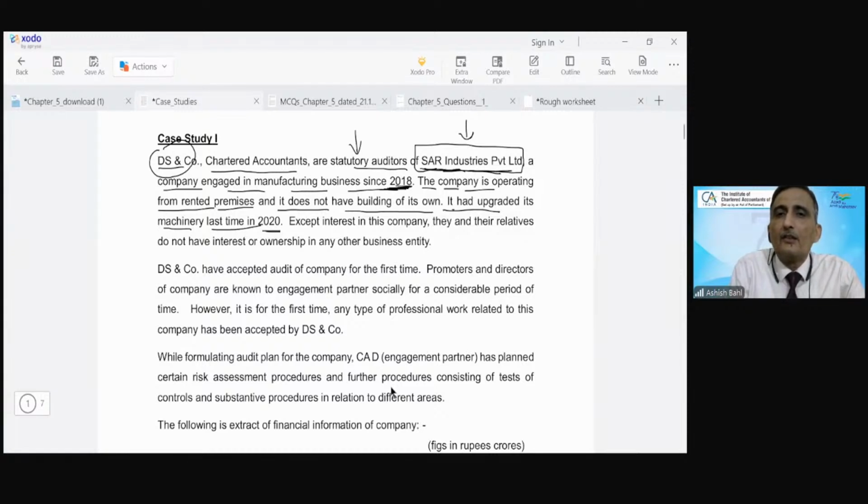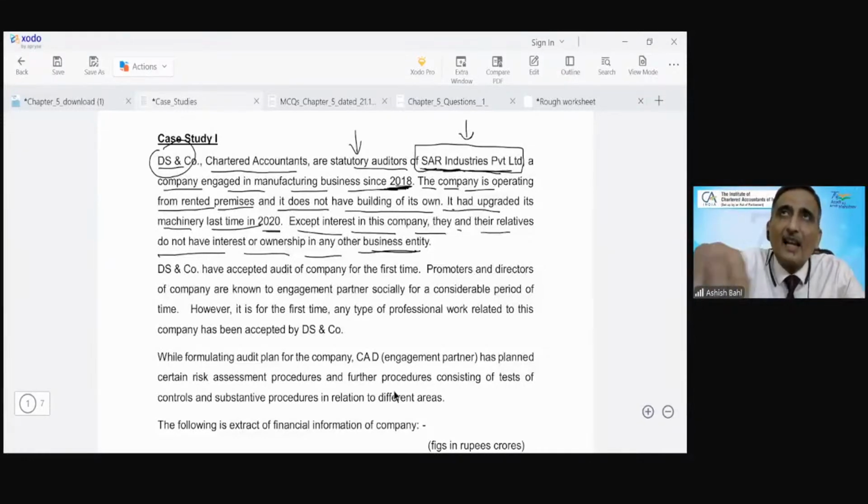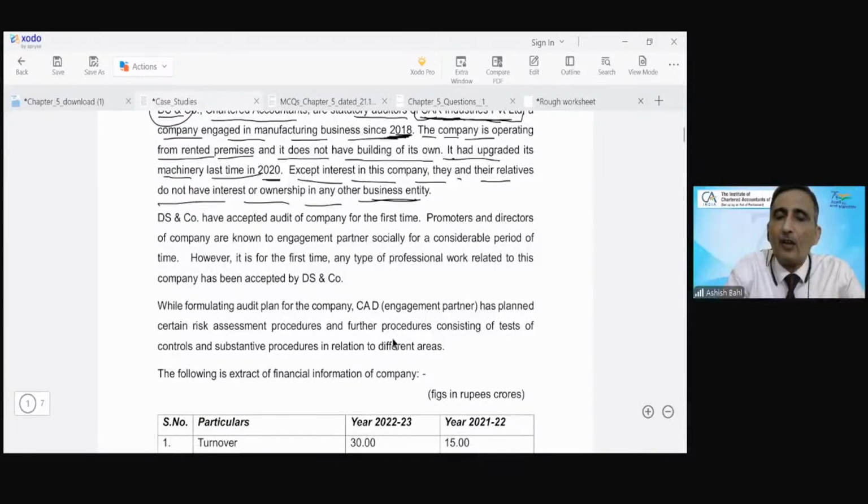Except for their interest in this company, the directors and their relatives do not have interest or ownership in any other business entity. It means that they have business interest only in this entity. There are no related parties. It is simple for you.